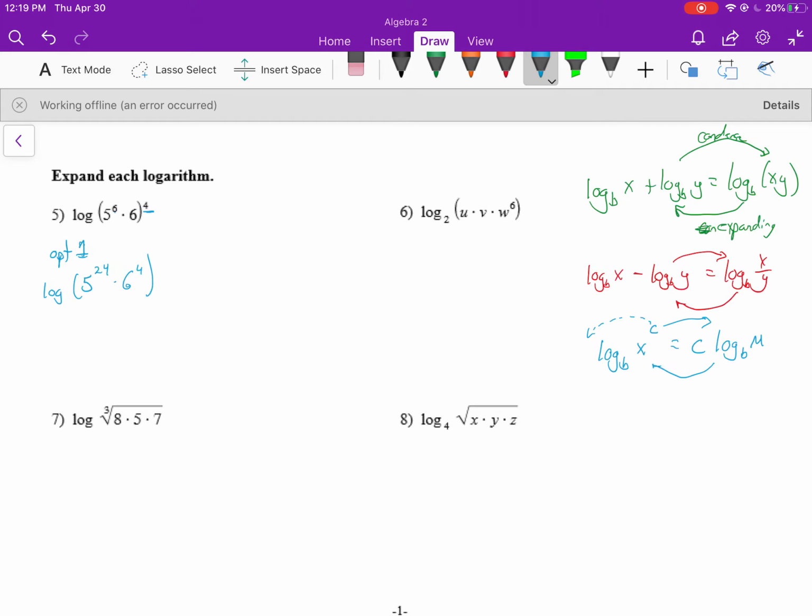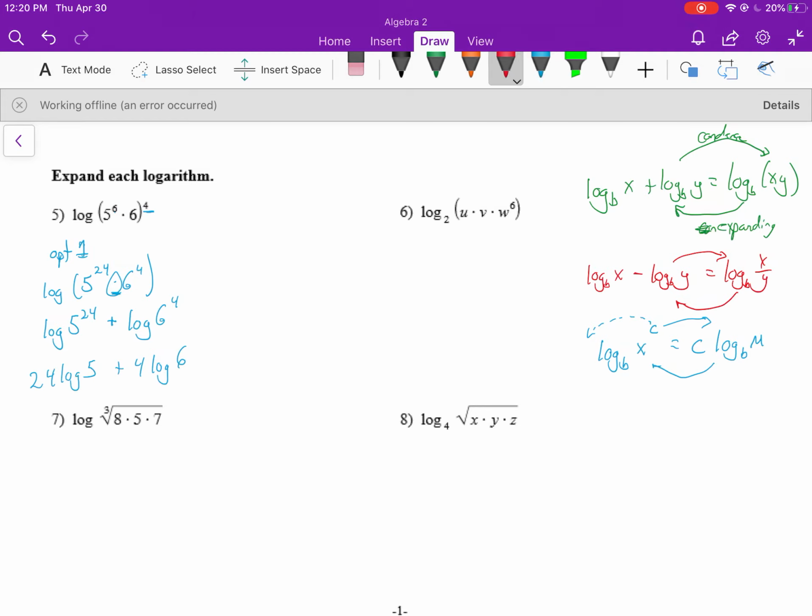And now that we change that, we have multiplication here, so we can say log base 10, or just log of 5 to the 24th. Since it's multiplication, that's going to be plus log of 6 to the 4th. And then finally, we can bring this exponent out front, and we would have 24 times the log of 5 plus 4 times the log of 6.